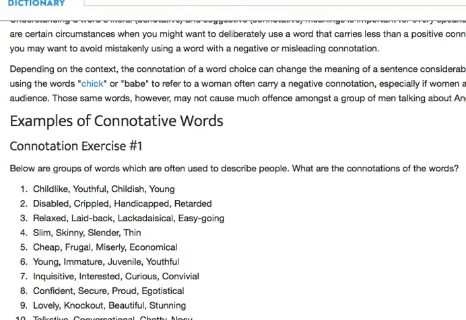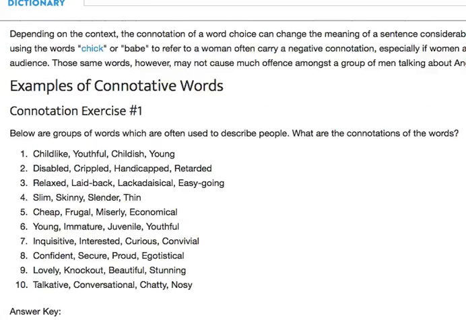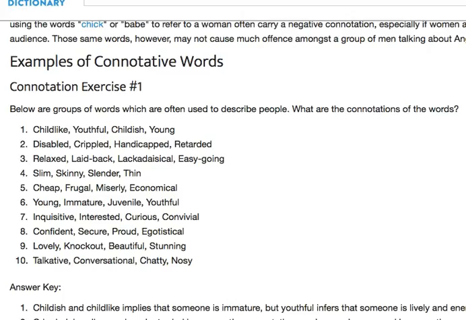Okay, let's talk about these. We're not going to go through all of them, but there are groups of words here that are used to describe people, and it asks you for the connotation of the words. So we've got childlike, youthful, childish, and young. Let's just look at that one first. So if we think about the connotation of the words childish and childlike, I think that really implies that someone is immature. Like if you're a childlike kind of person, you're pretty immature.